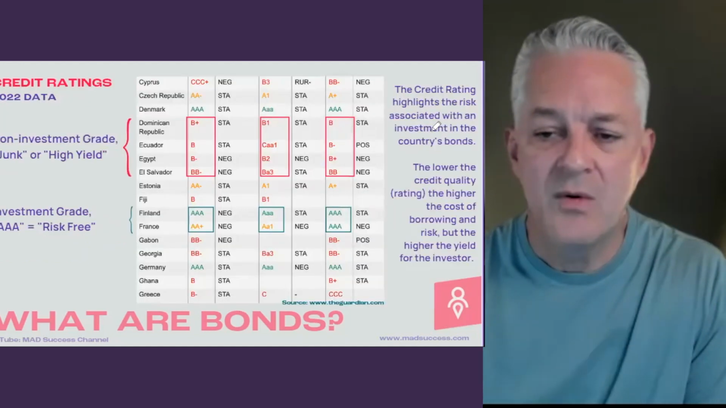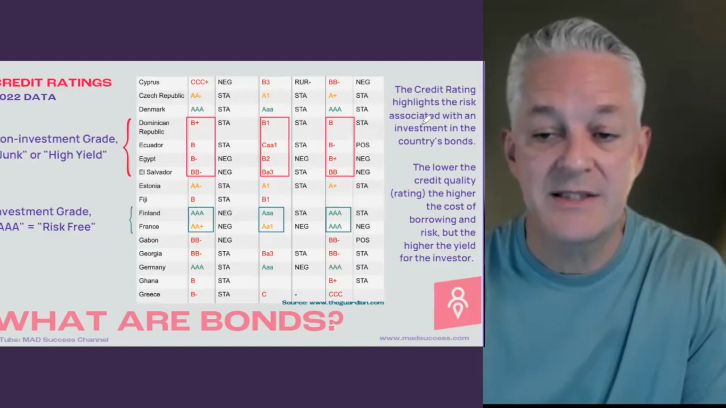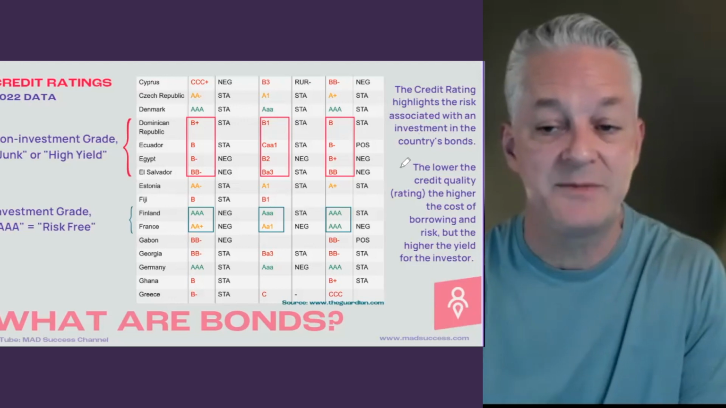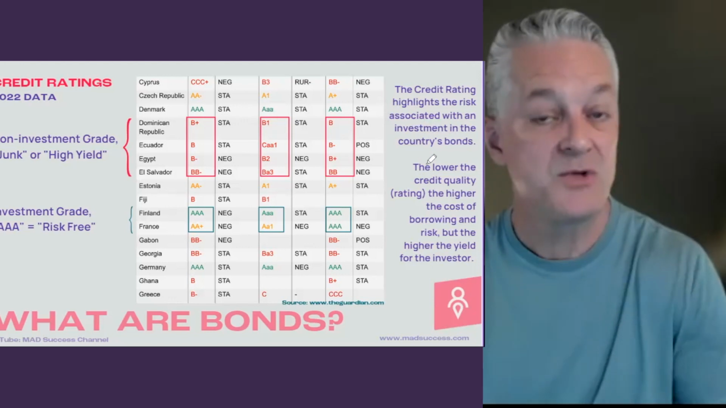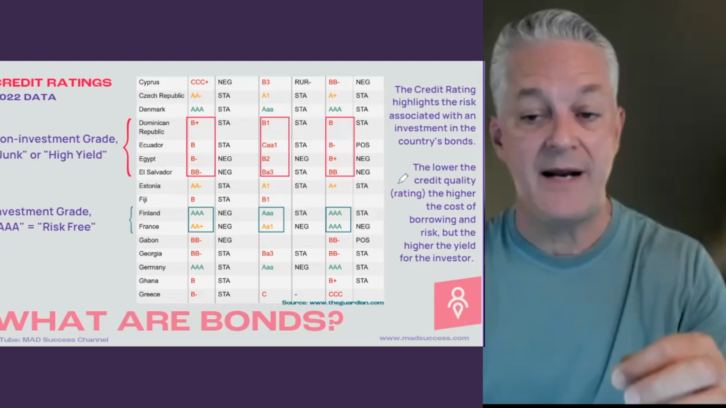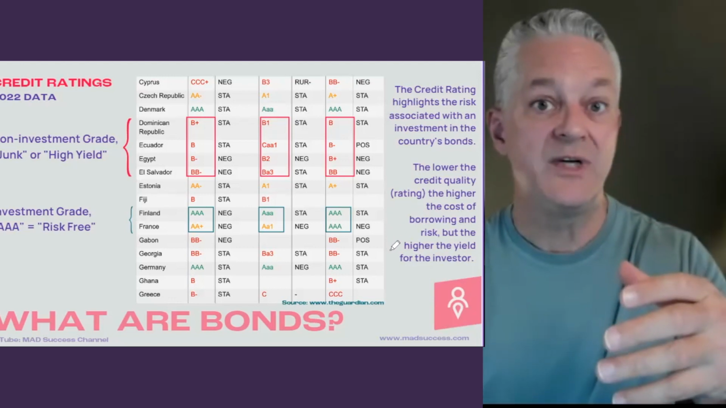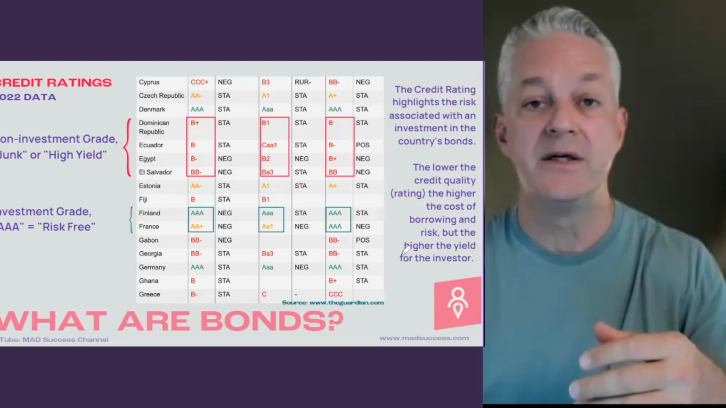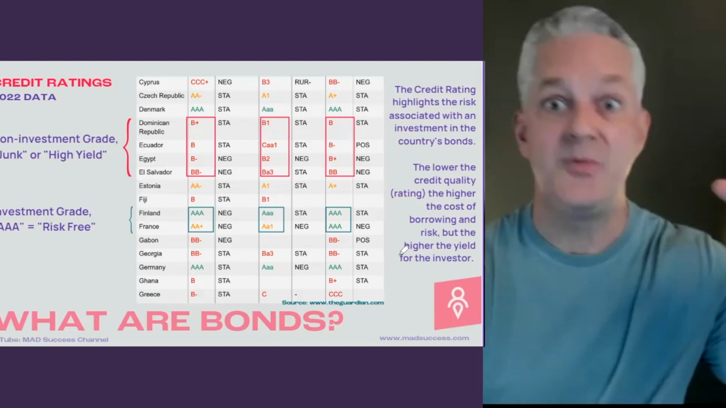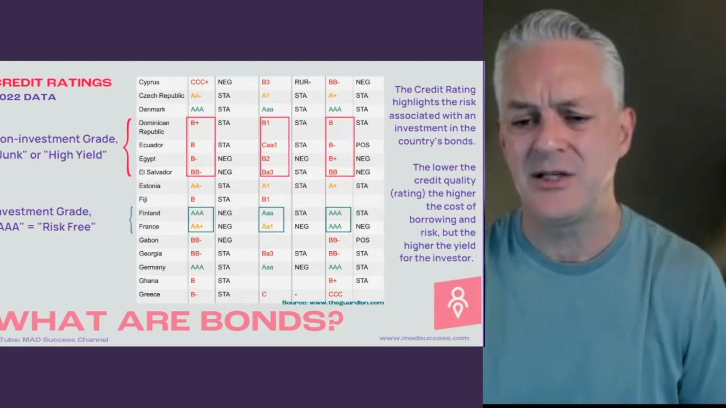So over here, what we see is the credit rating highlights the risk associated with an investment in the country's bonds. So we talked about that. The lower the rating, the lower the quality, and then the higher the risk and the higher the yield, the higher the cost that they need to pay you as an investor. Okay, so I think that should be clear by now.